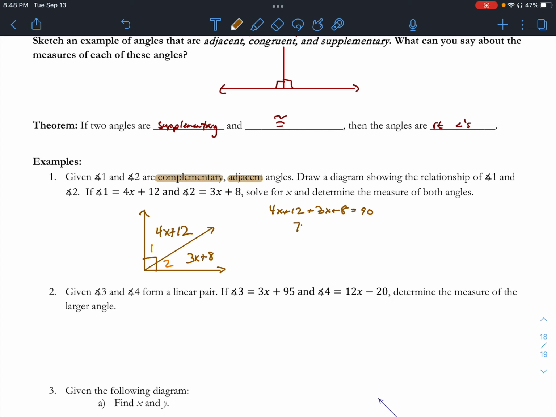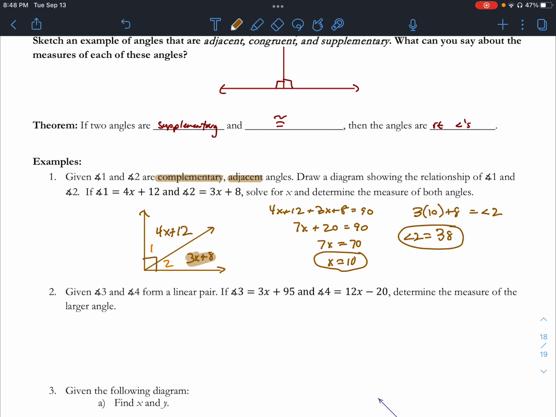Doing a little math, combining your x's, combining your normal numbers together, subtracting your 20, dividing by 7. I find out that the answer of x is 10, but again, they would like the measure of both of those angles. To me, I'm looking at this one as actually being the easiest one to plug something into, so I'm going to take that one and plug it in over here. I'm going to take 3 times my x value plus 8. That's going to be the angle number 2. If I have that, that should be 38 for angle number 2.